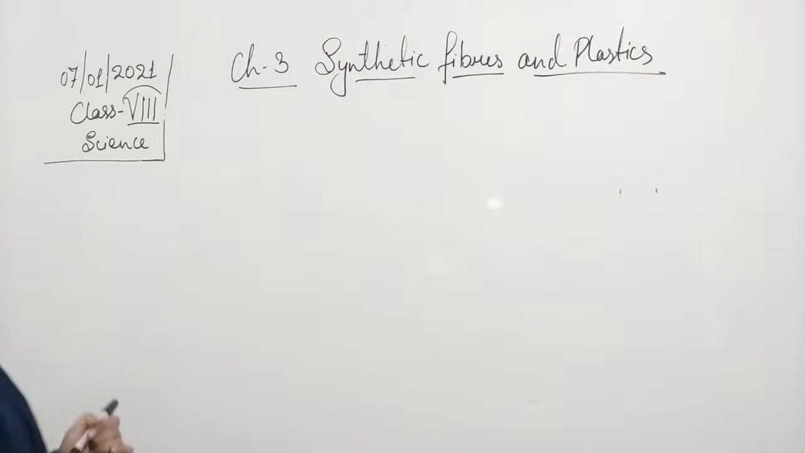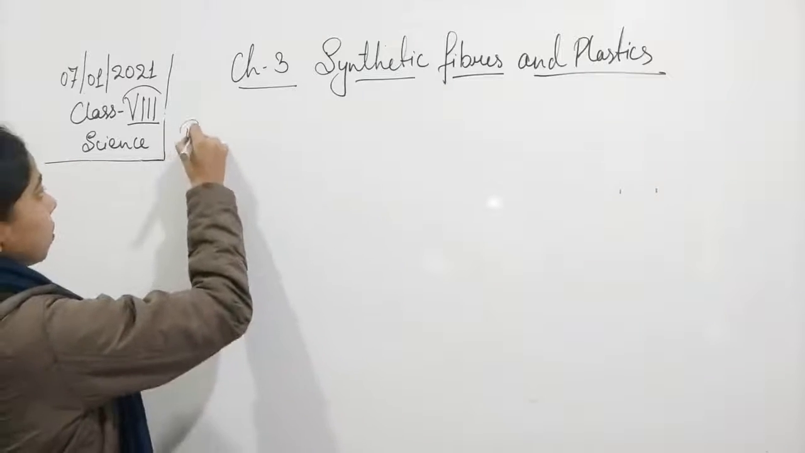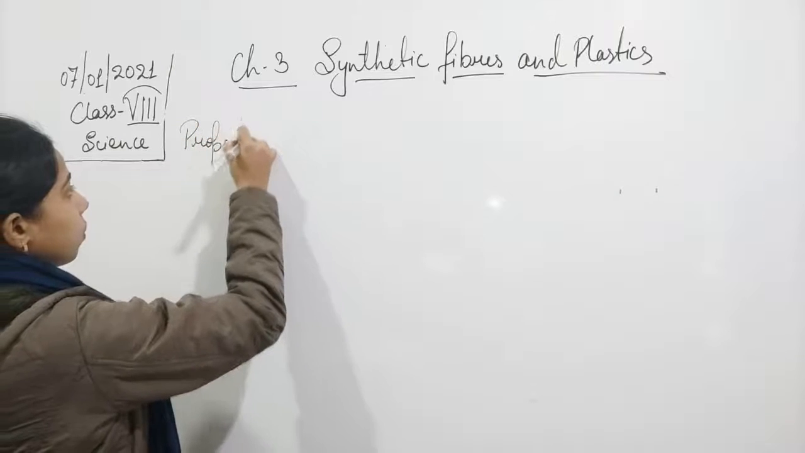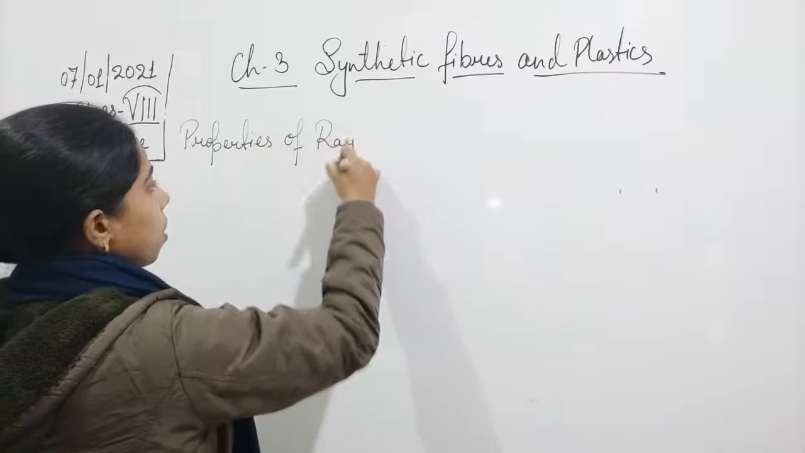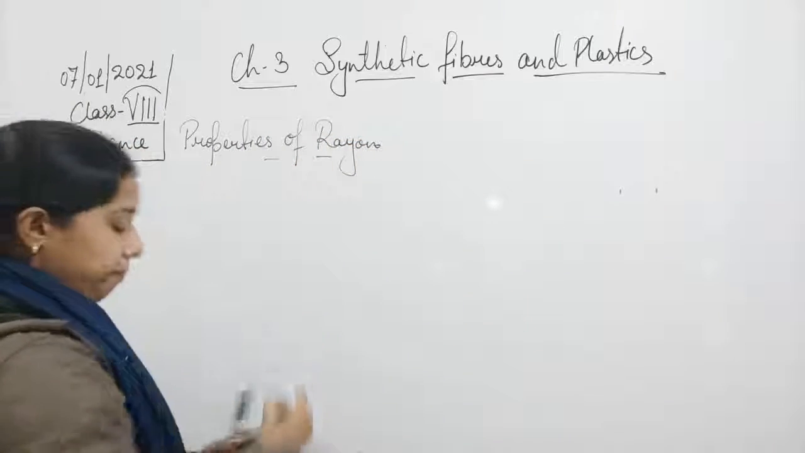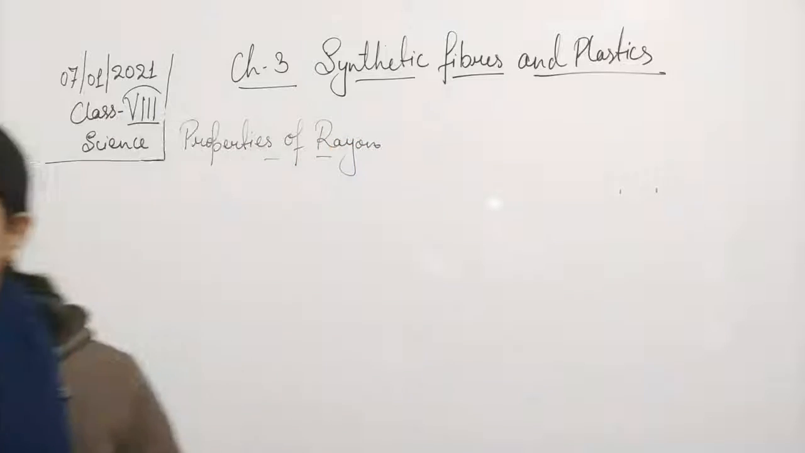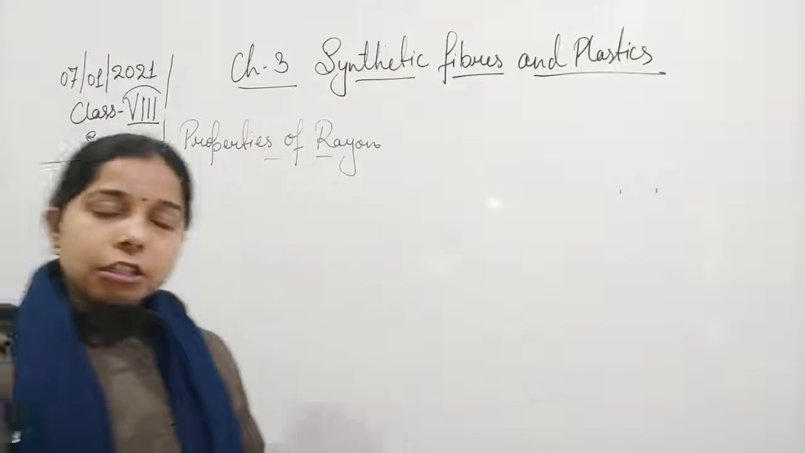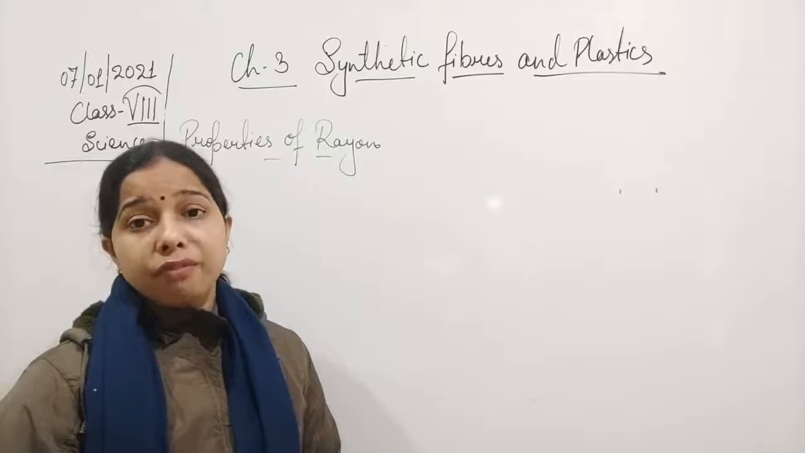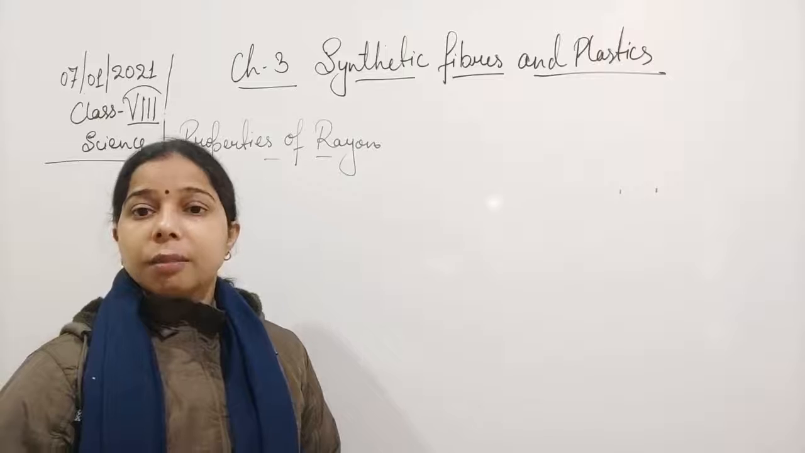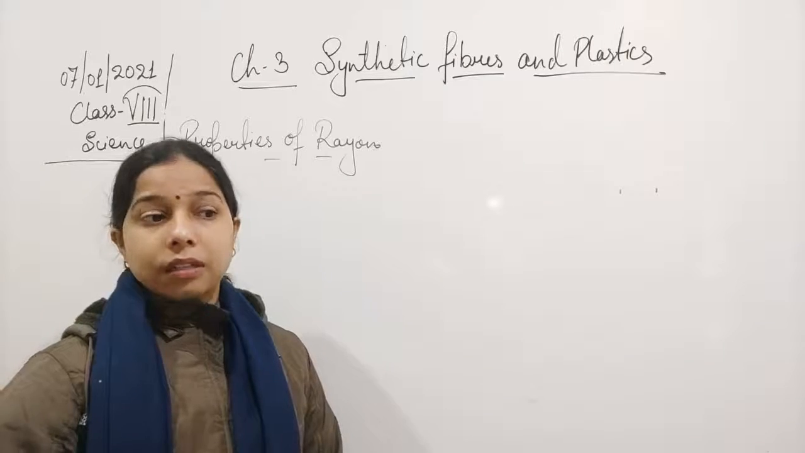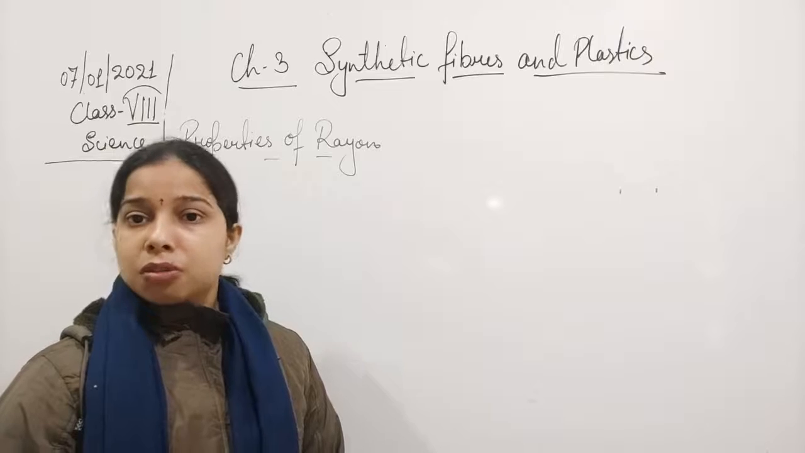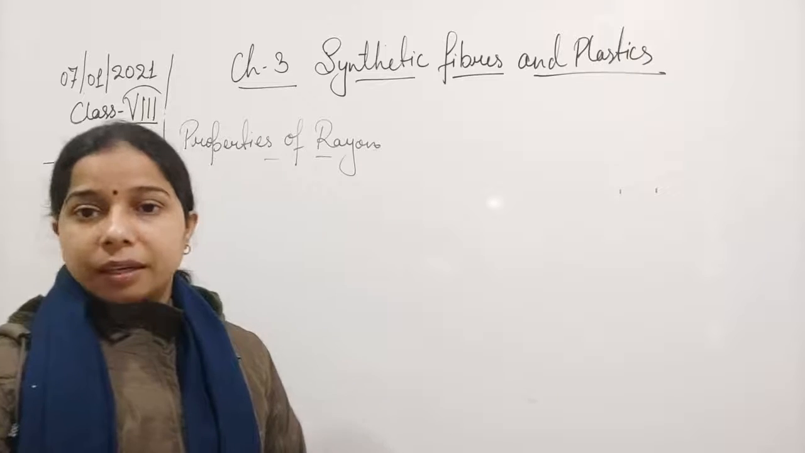So we can write it, properties of rayon. If we talk about the properties here, students, first is that it is very soft, shiny. Because of that only we say that it has the silky texture. So it is soft, it is shiny.